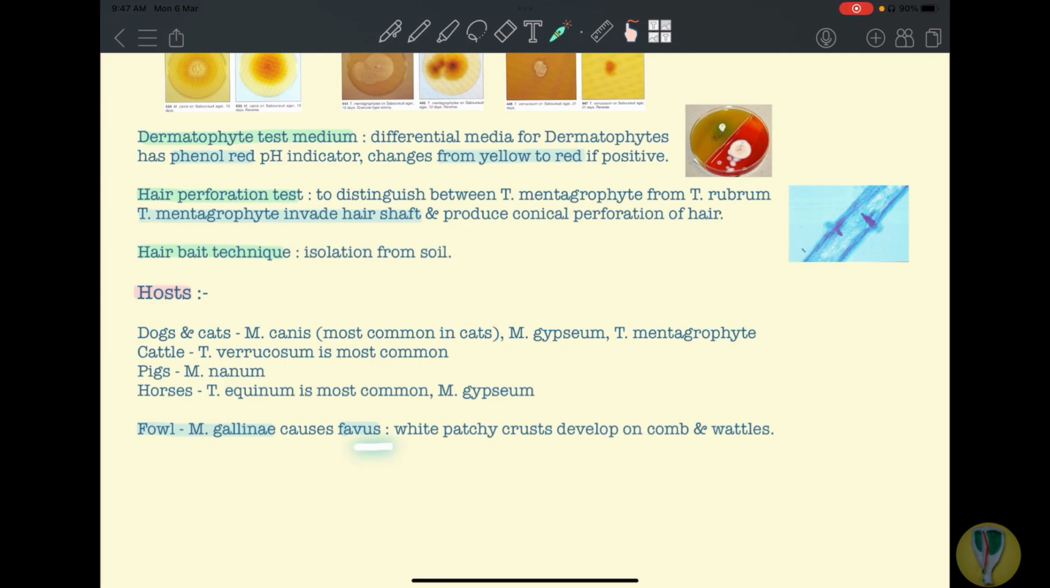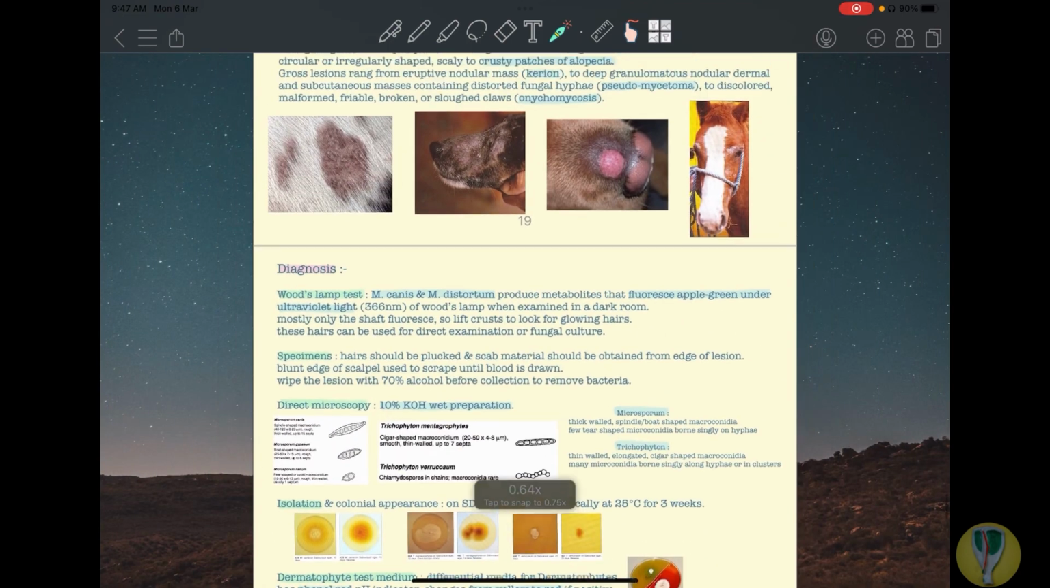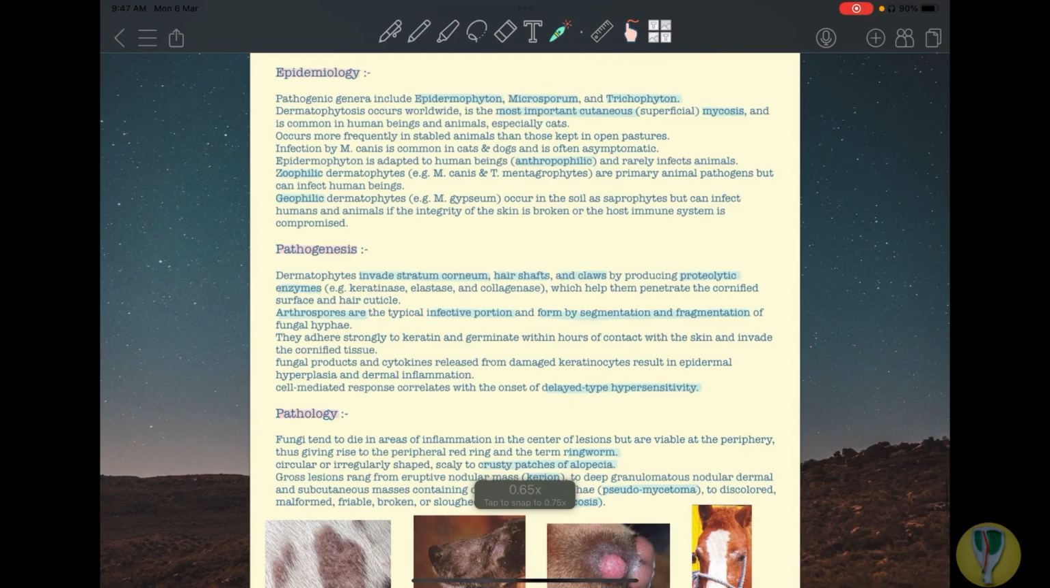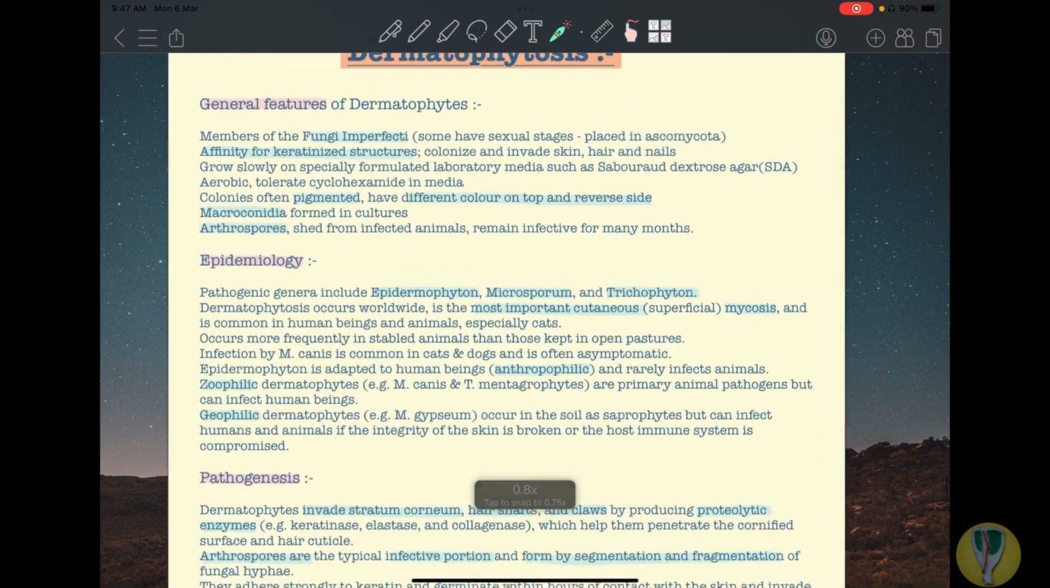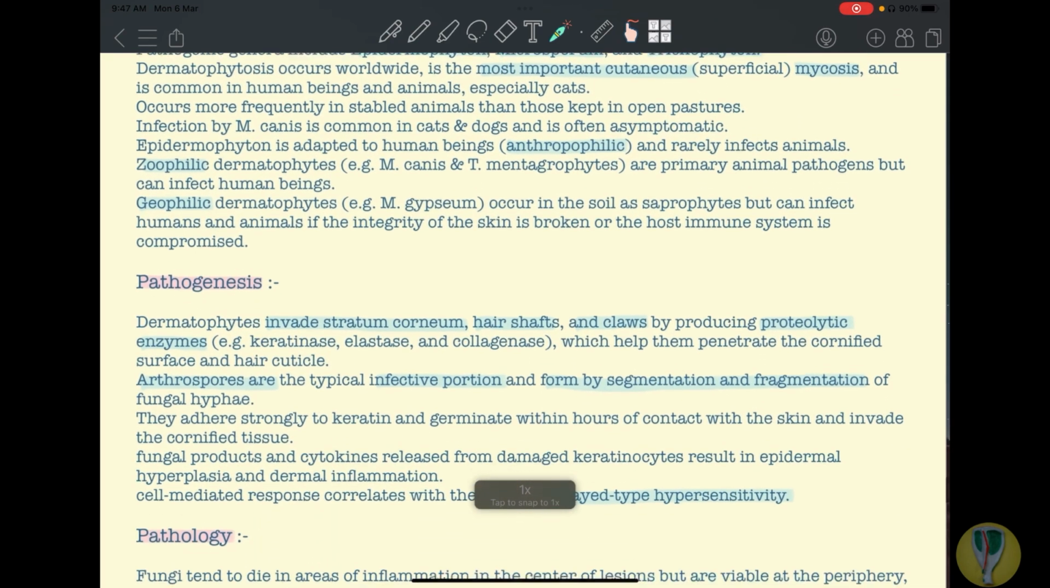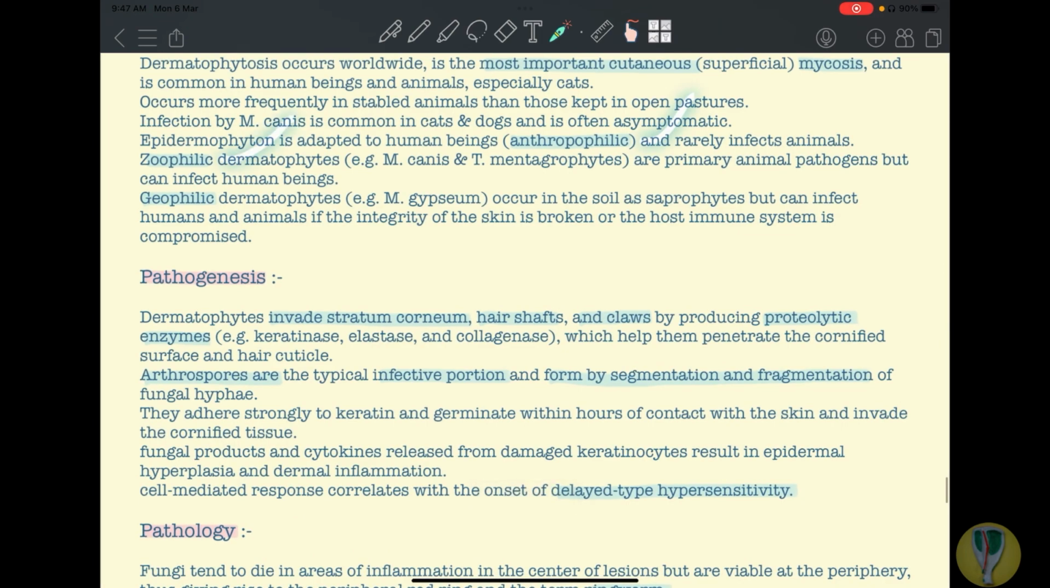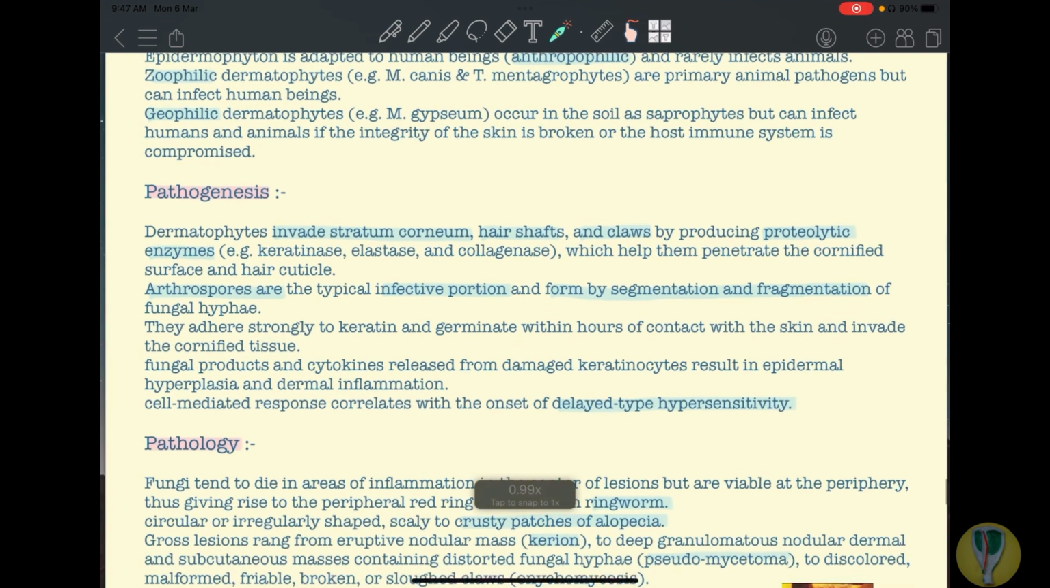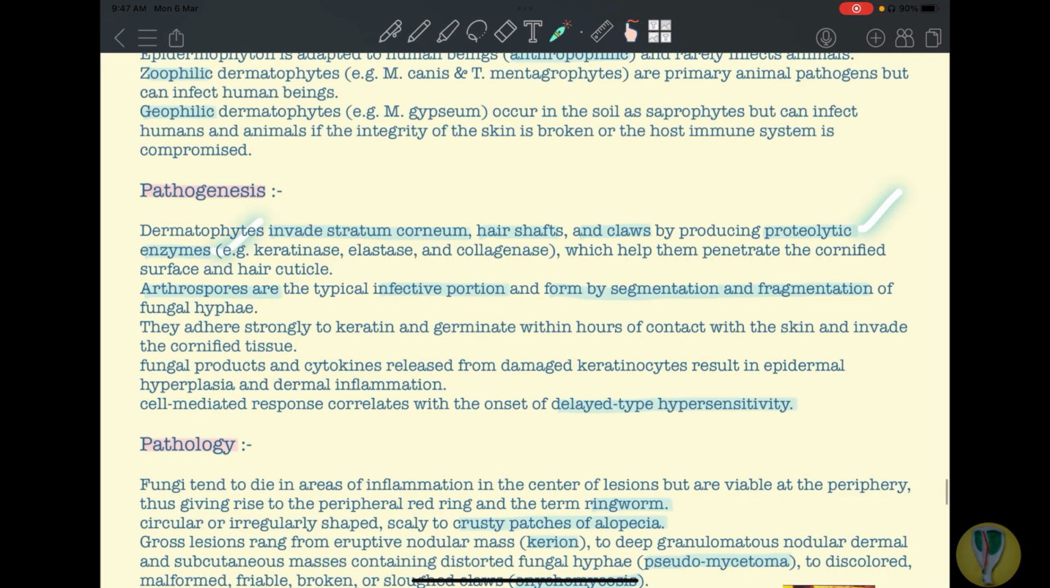Okay, so this is it for dermatophytosis. What were the important points? First, you have to remember the three genera, Epidermophyton, Microsporum, and Trichophyton. Then they belong to fungi imperfecti. They are keratinophilic. The colonies are pigmented, having different color on top and reverse side. They produce microconidia, macroconidia, and arthrospores. Okay, they are classified into anthropophilic, zoophilic, and geophilic dermatophytes. They produce proteolytic enzymes, and the main mechanism of pathogenesis is delayed type hypersensitivity.